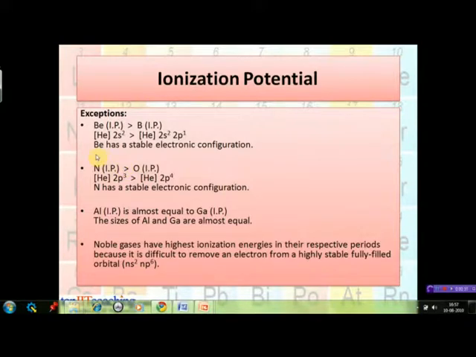Same is the case with nitrogen and oxygen. If we go according to the periodic trend, the oxygen must have ionization potential higher than that of nitrogen, but it is not so.